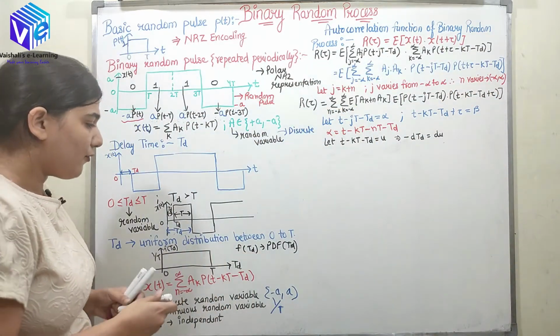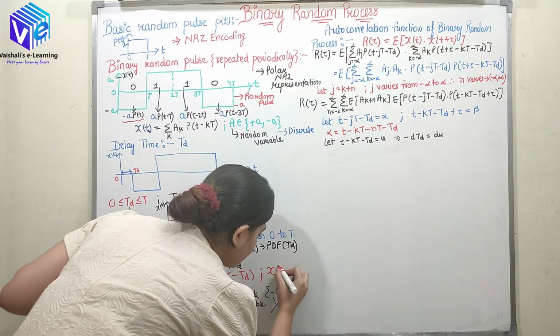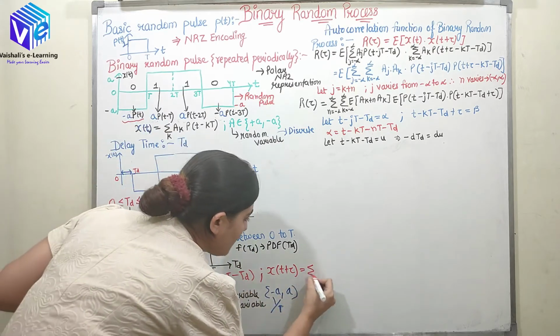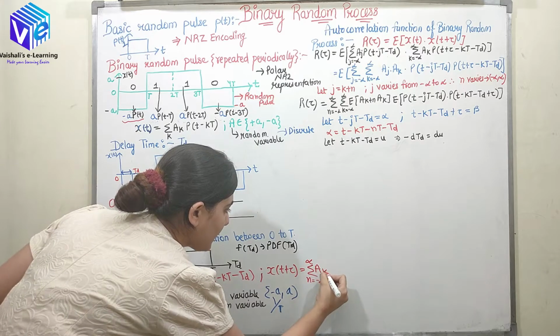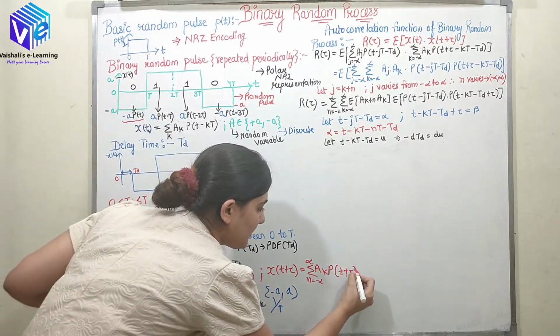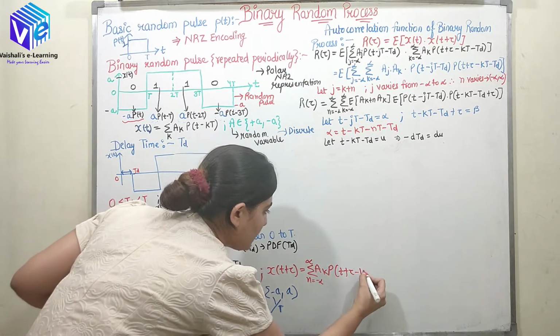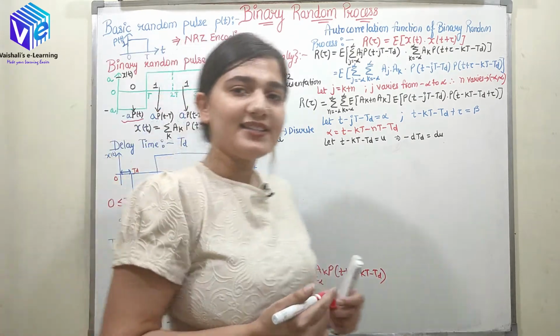So what will x(t plus tau) be? Here I'll be representing x(t plus tau) as well. x(t plus tau) is equal to summation n equal to minus infinity to infinity AK P. Instead of t, I'll be putting t plus tau, and the rest of the things will be the same, minus KT minus TD. So this is my x(t plus tau).